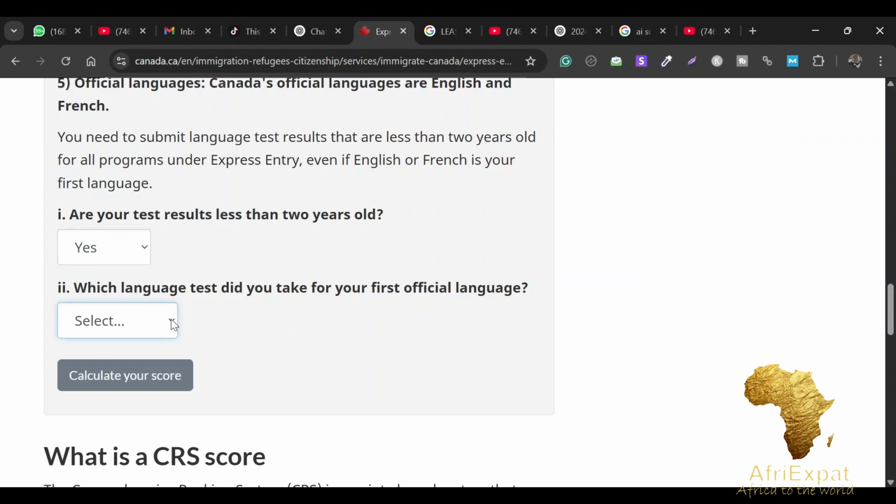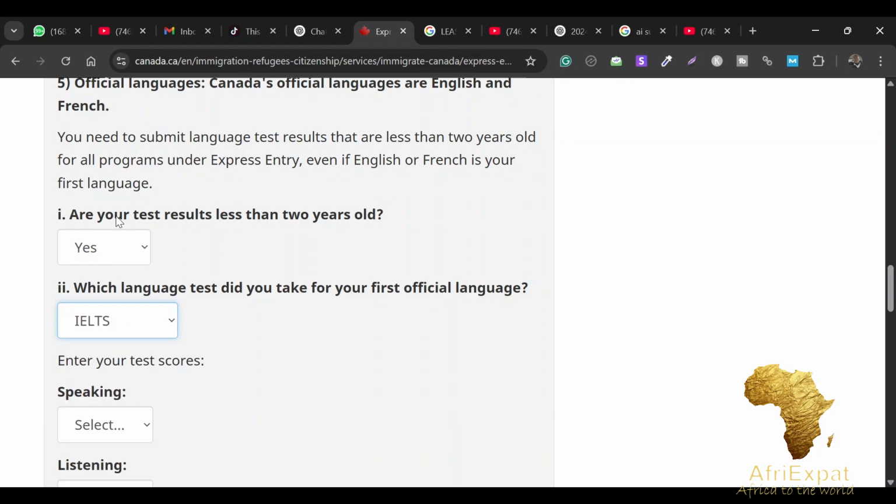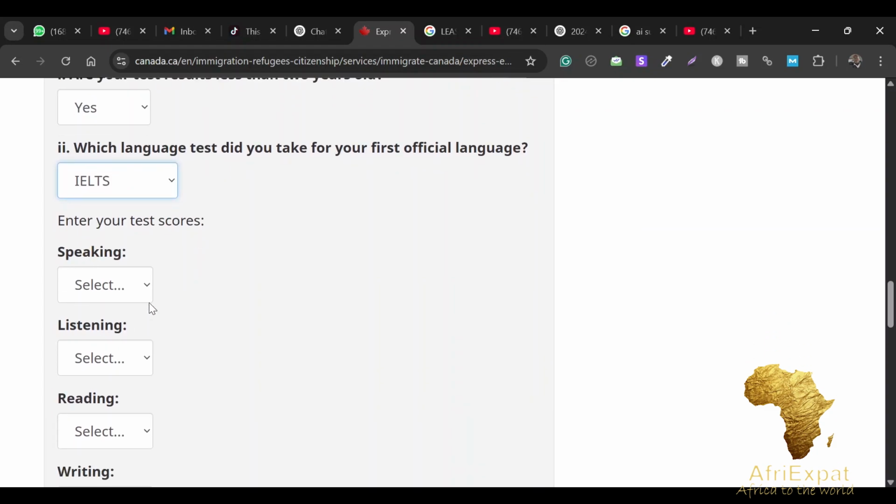Is it IELTS? Is it CELPIP? Is it PTE? Or is it TEF? So if you did French, you need to choose TEF, okay, to prove your French proficiency. But let's say you did English, you took the English exam, IELTS, so you click on IELTS. So it will now give you different options.